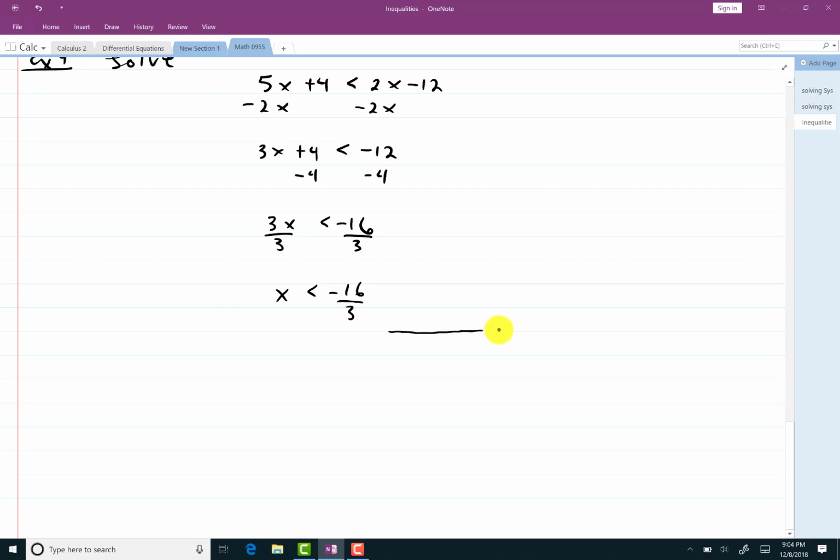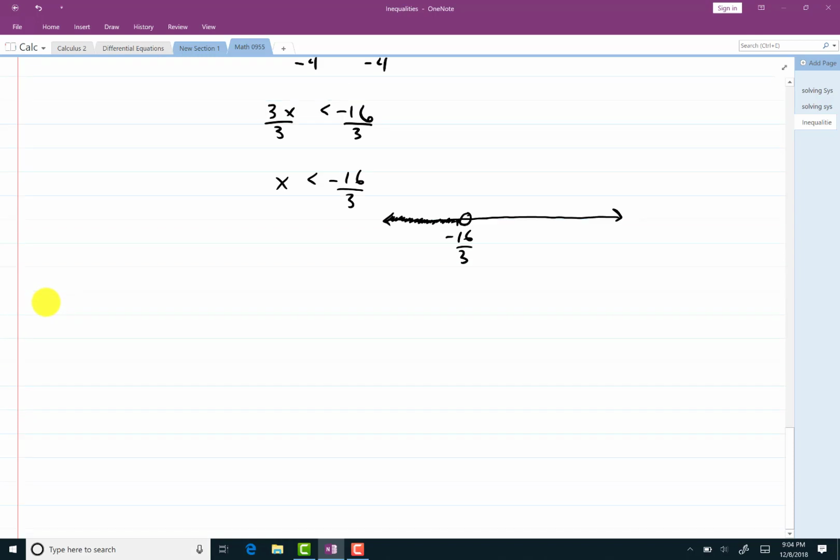So let me graph. And once again, I don't care where 0 is located or anything like that. Just indicate for me negative 16/3 on the number line. And then now I want x to be less than that number. That means x will be somewhere to the left. So all these numbers to the left of negative 16/3 are a solution. In this case, the interval version of it looks like negative infinity to negative 16/3 parenthesis. So this would be the interval version, and there's the graph.